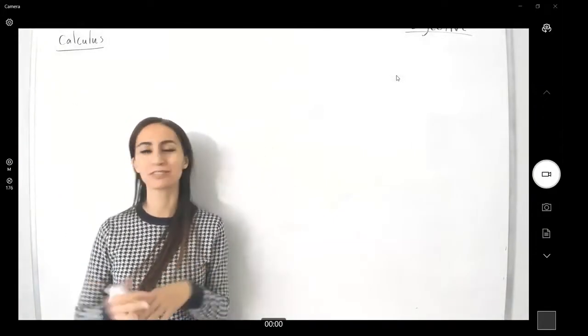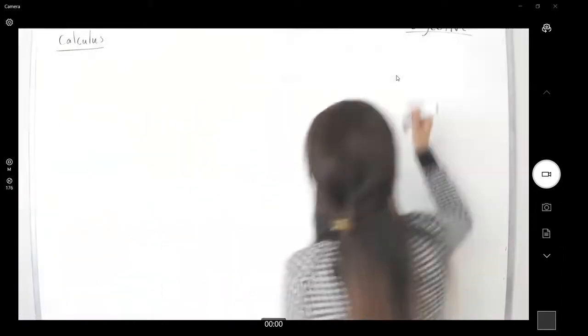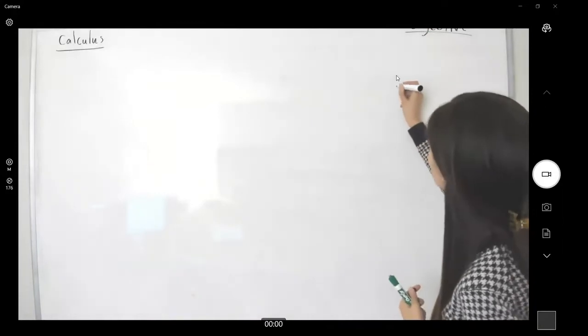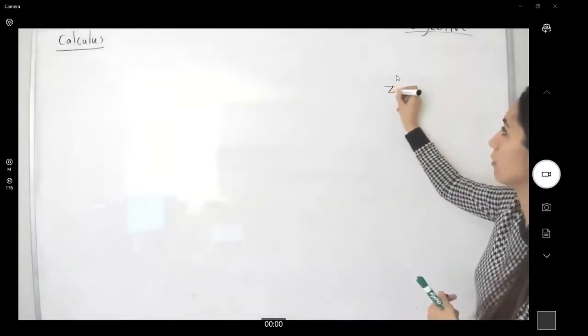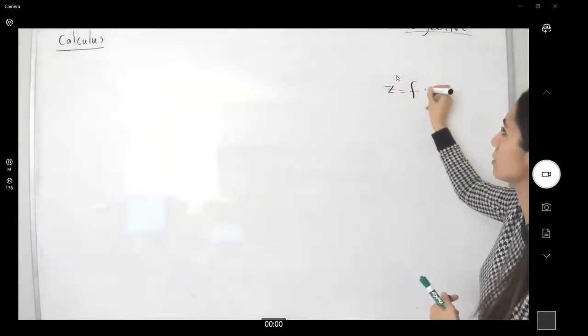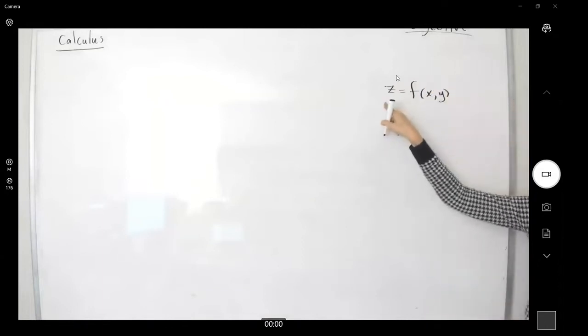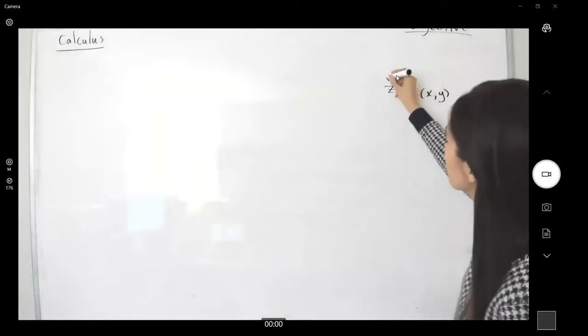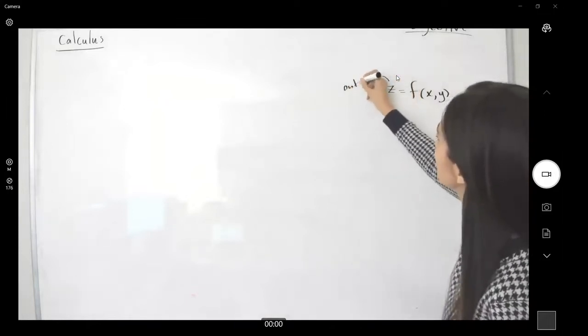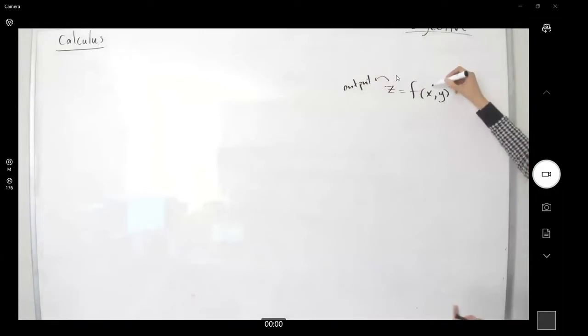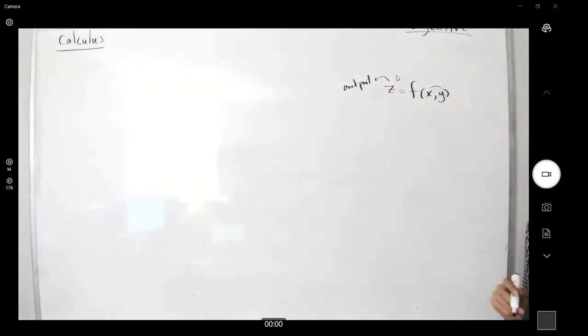So what we learned so far? We start talking about functions, multivariable functions. We say that a function in two variables is denoted by f of x and y, and the output value is equal to z. So z is the output, and your inputs are ordered pairs, x and y.